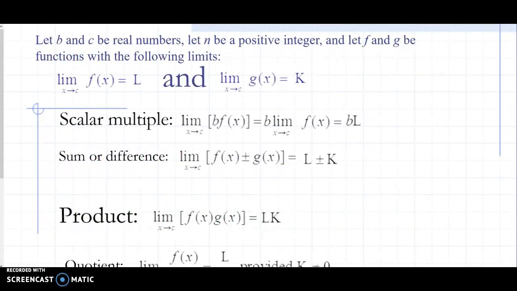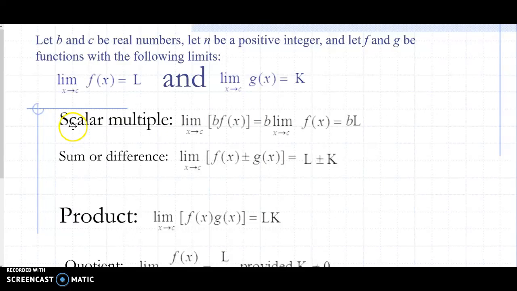So we have lots of properties of limits. It says let b and c be real numbers, and let n be a positive integer, and let f and g be functions with the following limits. So the limit as x approaches c of f of x is L, and the limit as x approaches c of g of x is K. So many properties, they probably look similar to you in other topics that you have studied before.